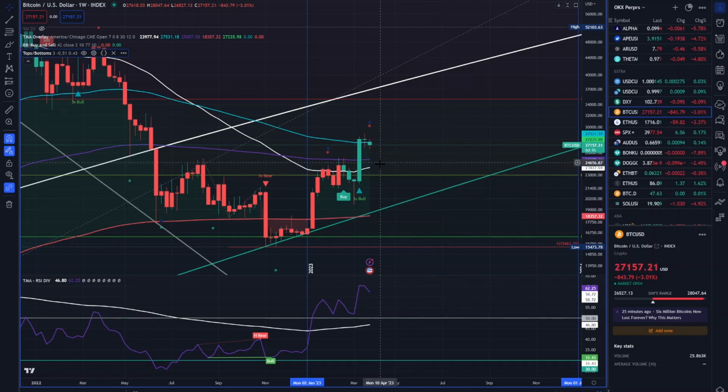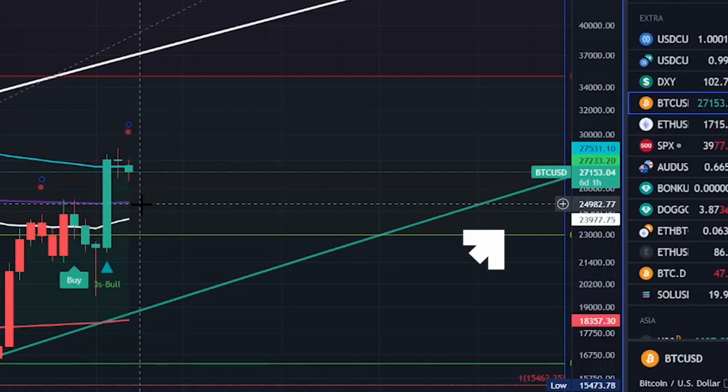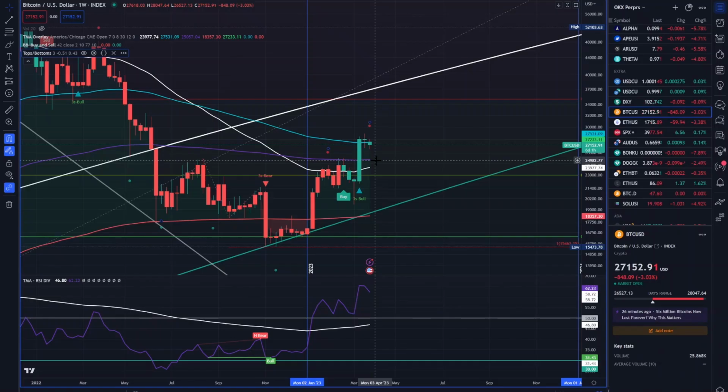But again, I just feel like the 21 will act as strong support, which right now is around 24, and it was around 24.5 on the daily. So all of these price levels are matching up to act as strong support, and the 100 smooth moving average on the weekly is also coming in at around 24,000. So there's just a lot of support around here.